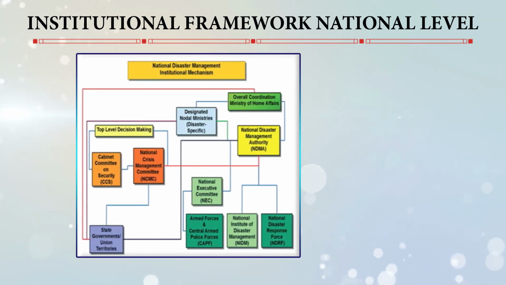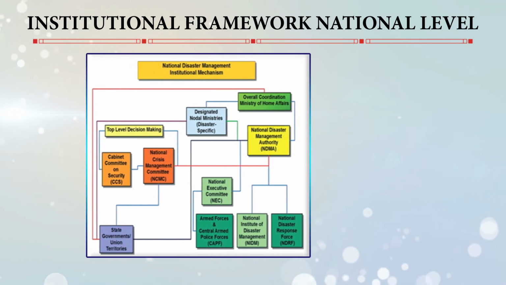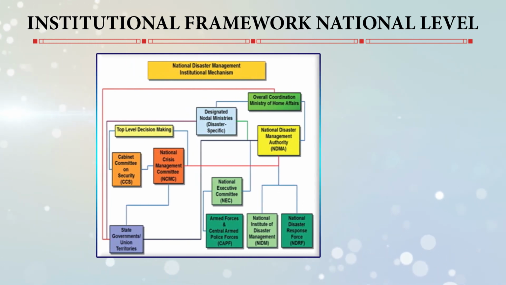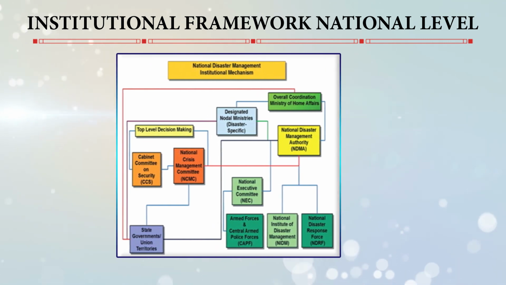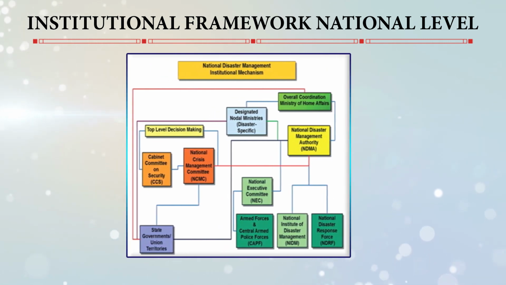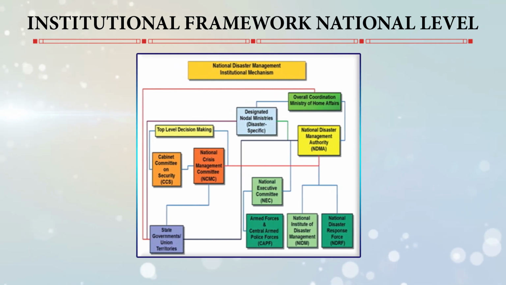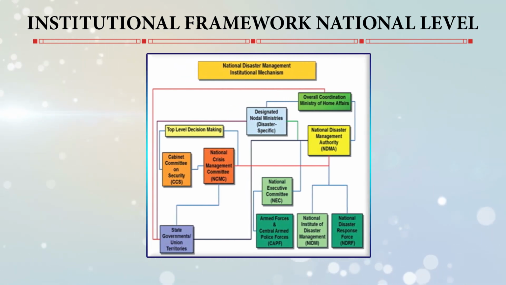Now, this is a flow chart. If you see the disaster management institutional mechanism, you can actually see the various levels and how the people are being deputed and how the management of the same can be taken at the different levels, including the tier systems.